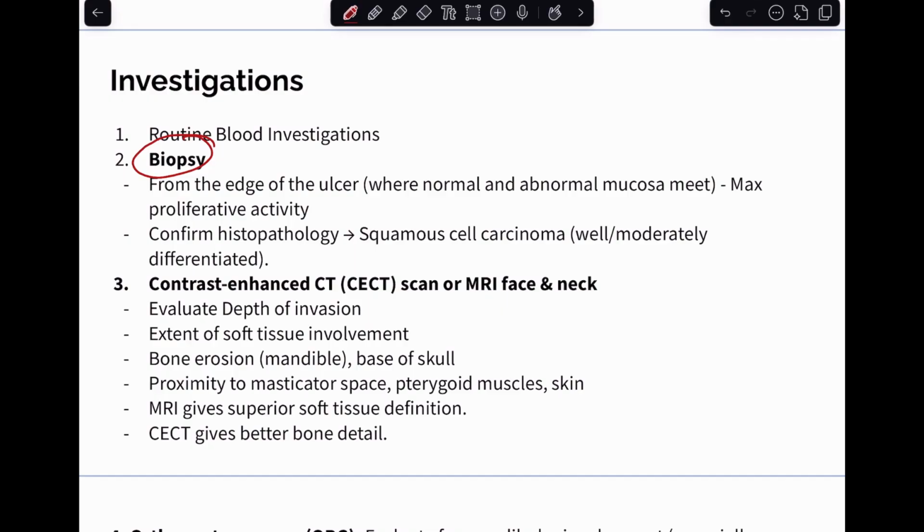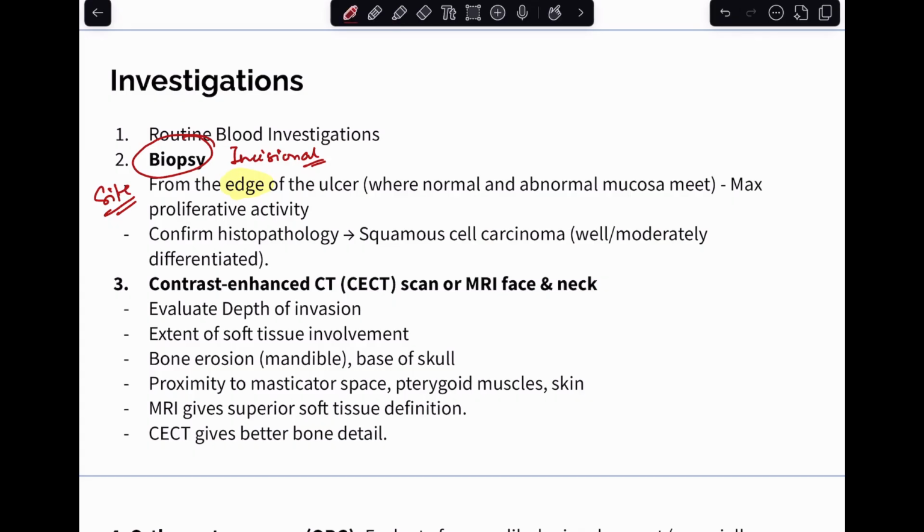Now, it is important to know what kind of biopsy you'll be doing. We'll be doing an incisional biopsy. What is the site of the biopsy? That is again a very important viva question. The site of biopsy here would be from the edge of the ulcer, where the normal and the abnormal mucosa meet. Why from the edge of the ulcer? Why not the center of the ulcer?